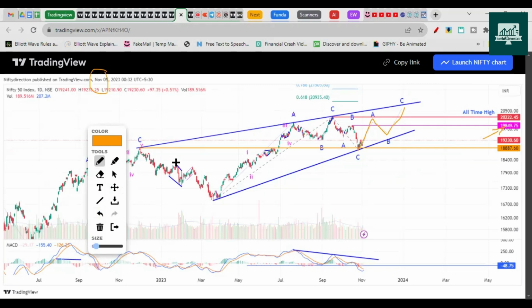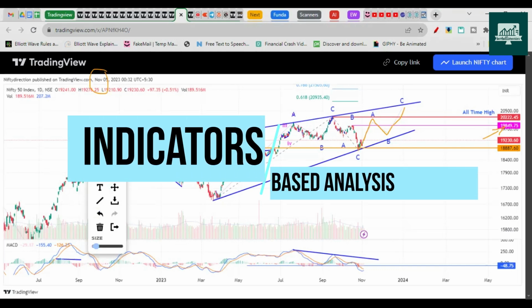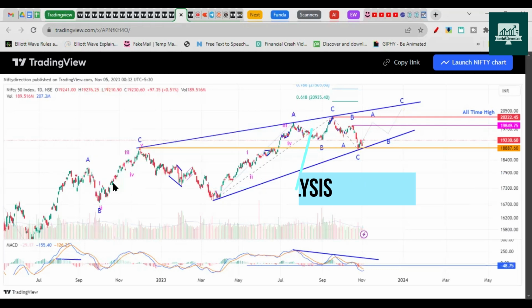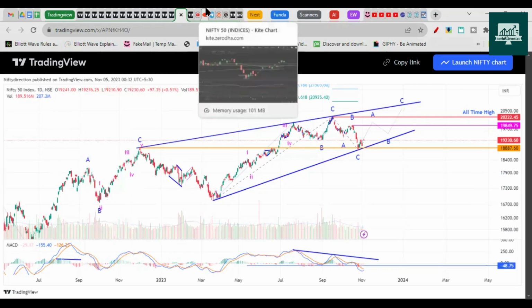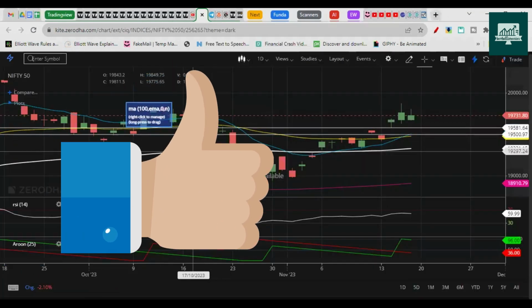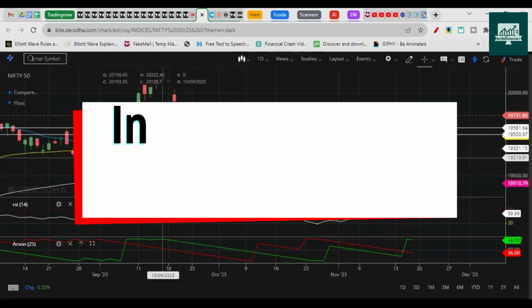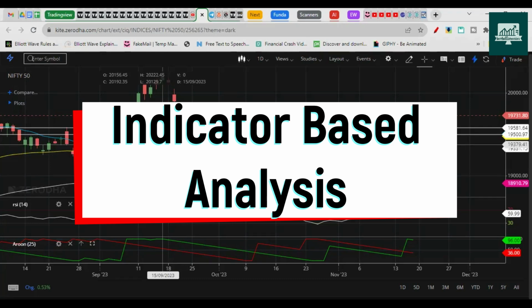So we will do Nifty's analysis for next week and the next session as well. Stay tuned. First we'll check the price action and indicators based analysis. Then we'll check Elliott Wave, and we will be taking you through the levels that you need to watch out for next week. So let's first start with the price action and indicators based analysis.